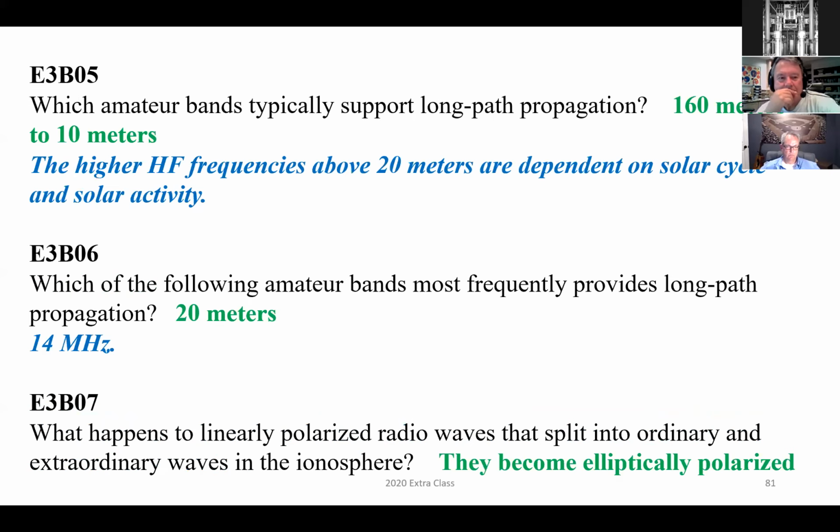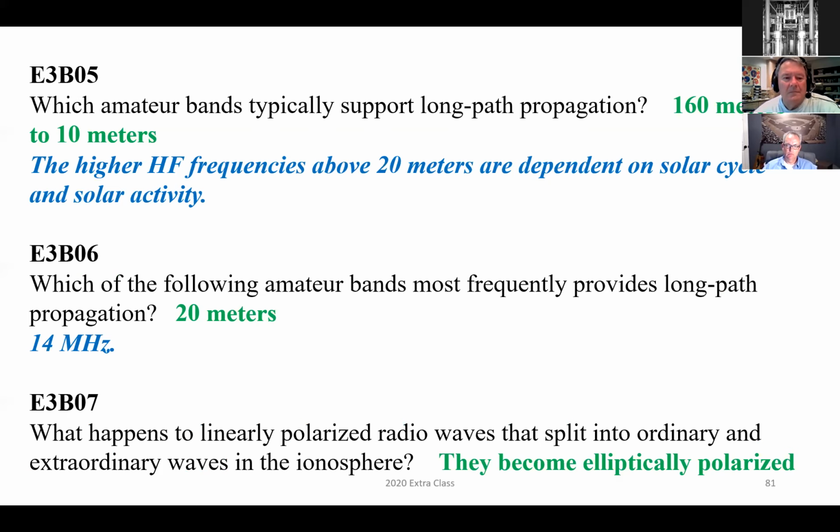E3B06, which of the following amateur bands most frequently provides long path propagation? And that's going to be 20 meters. Even when you're in low solar cycles or the bottom of the solar cycle, 20 meters usually will be at least partially open during the day. And that's going to give you the best opportunity for long path propagation.